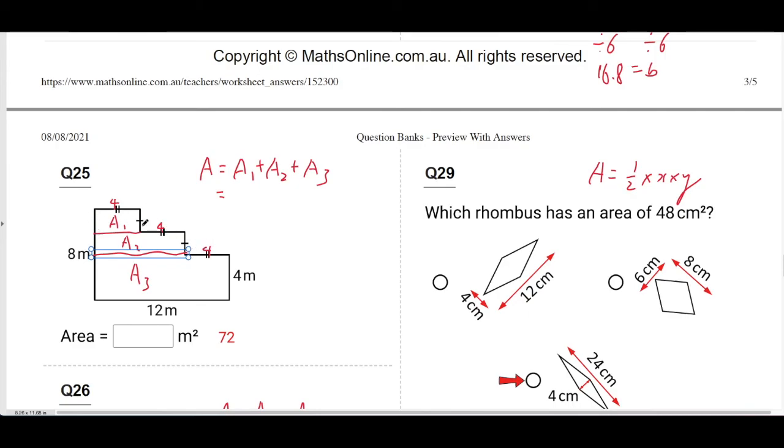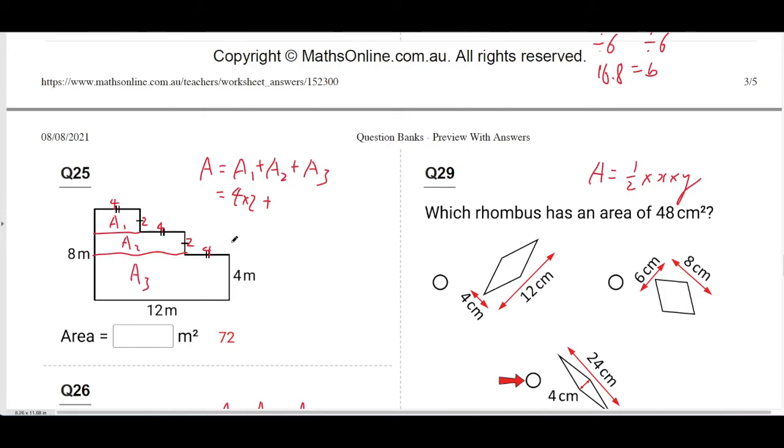And how tall is this? Well, you know that this is 8, this is 4, and there's 2 sides left. So what's 8 take away 4? 4, right? So then you have to divide the sides by 2 because there's 2 of them, right? So we know that area 1 is going to be 4 times 2 plus the area 2.